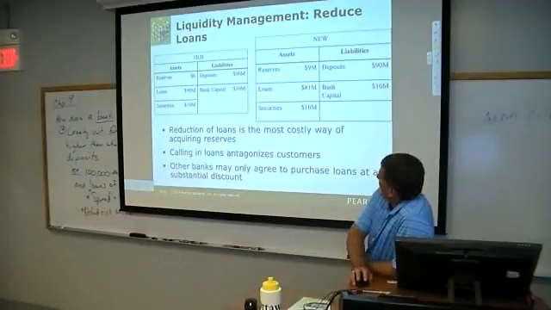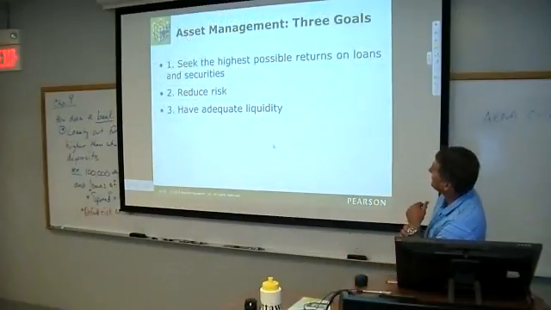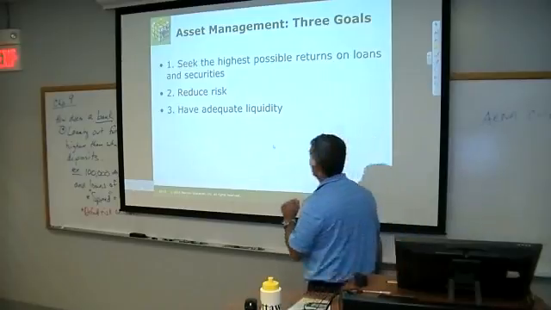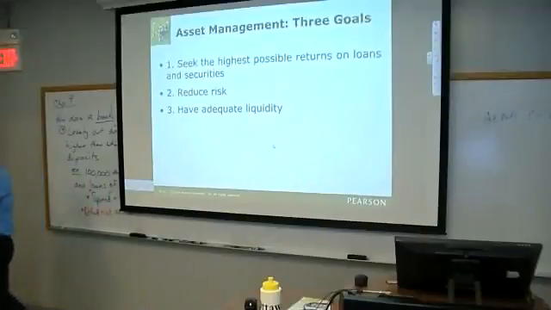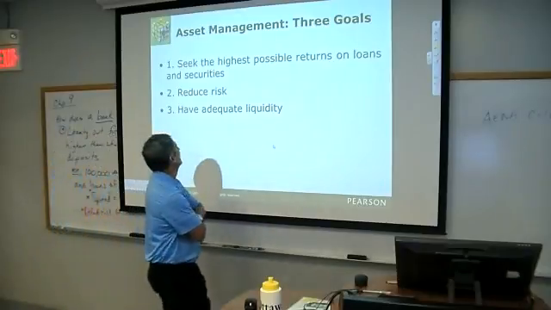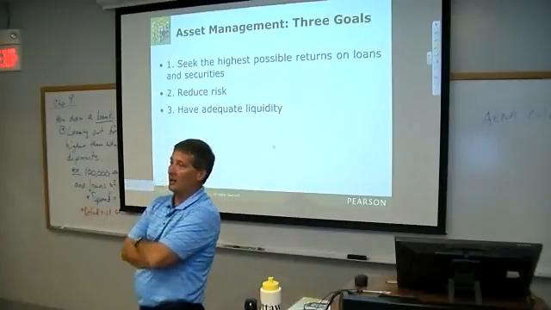All right, but it's a possibility. And of course, depending on the situation, the bank can do all combinations with that. So 3 goals with asset management: seek the highest possible returns on loans, reduce risk, have adequate liquidity. Sounds like 3 noble goals. Why is it difficult for all banks to meet all those goals all the time? Seek the highest possible return on loans and securities, reduce risk, and have adequate liquidity.